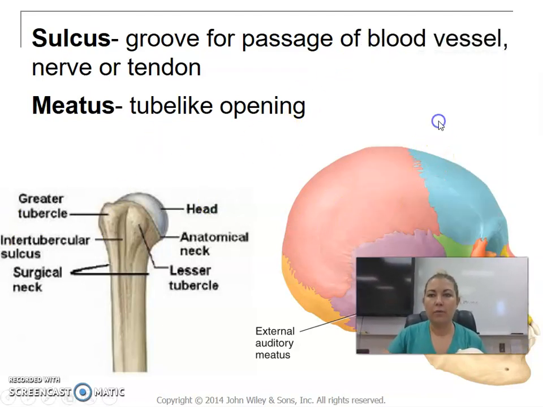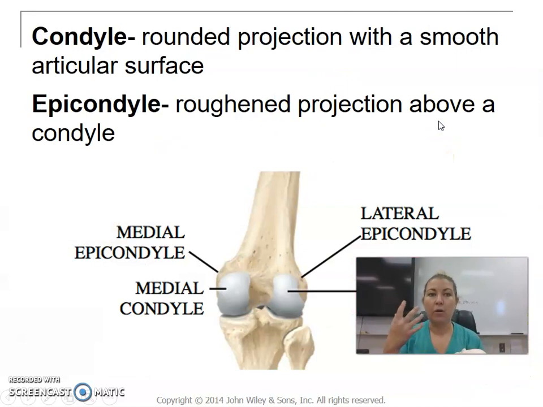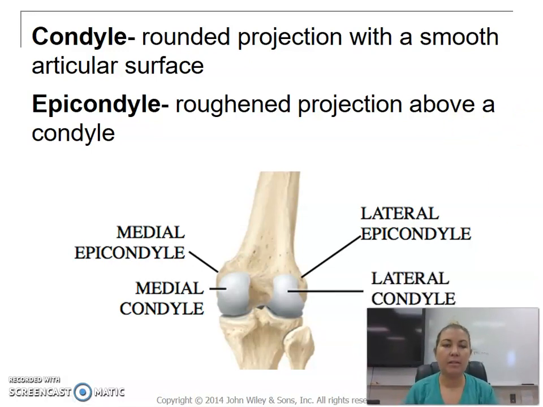So that's a lot of your indentations or your holes, and now we'll talk about the parts that stick out. Remember, a lot of times these surface markings that stick out are attachment points for muscles, or they serve as attachment points for articulations with other bones. So here, a lot of these anatomical terms from Unit 1 will come back to haunt you.